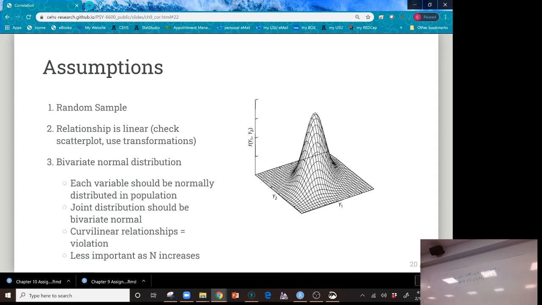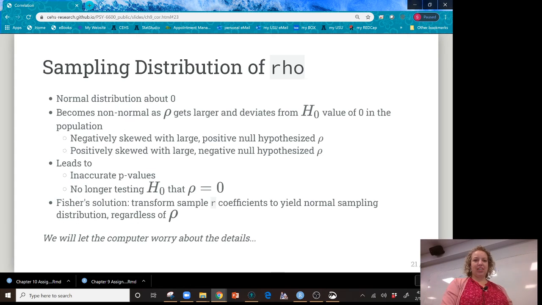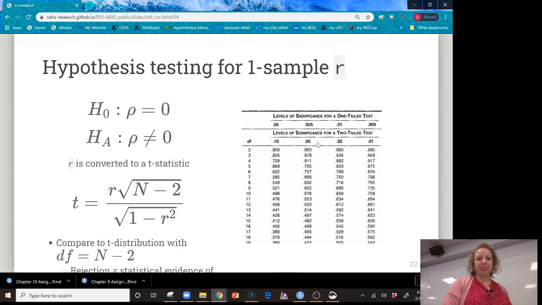The way we really do it in real life is we make a scatter plot and make sure it's not curved. If the scatter plot is linear and each variable is normally distributed, then this is true. Okay. So rho has a distribution. We can do confidence intervals.